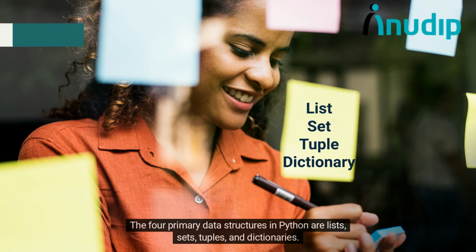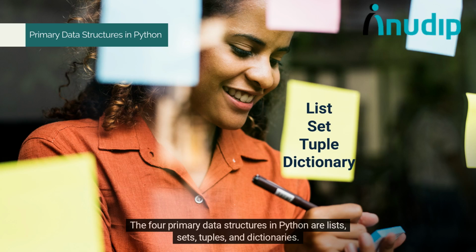The four primary data structures in Python are lists, sets, tuples, and dictionaries. Each of these has its own unique characteristics and uses.